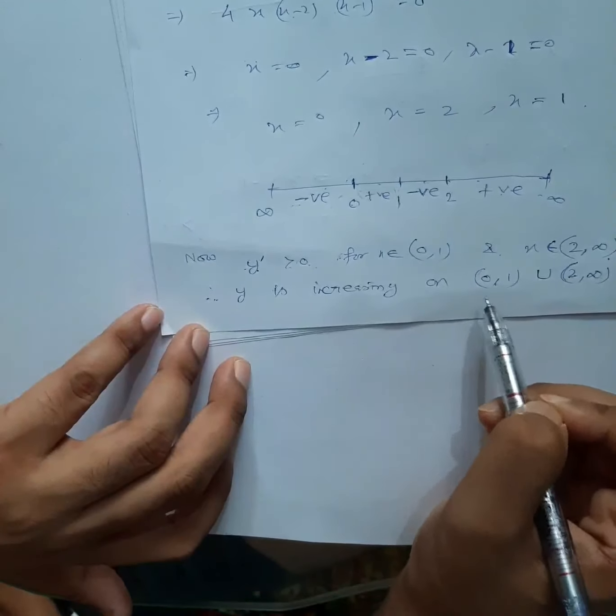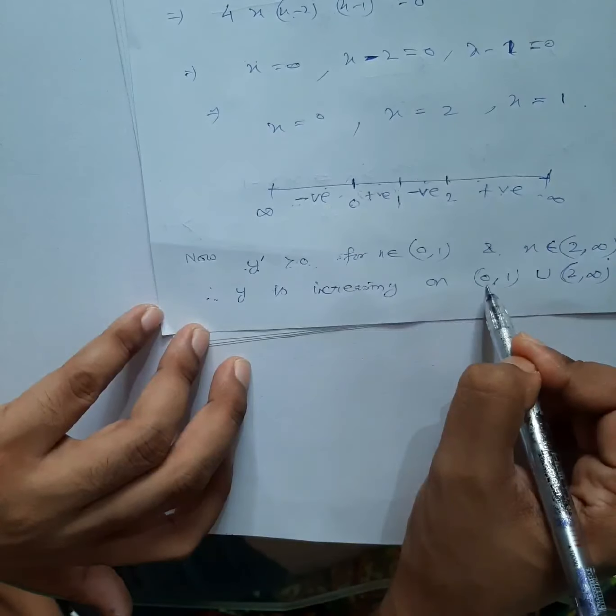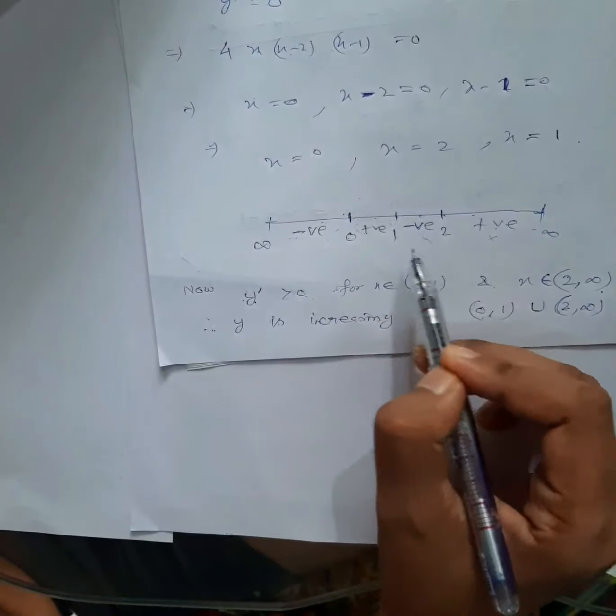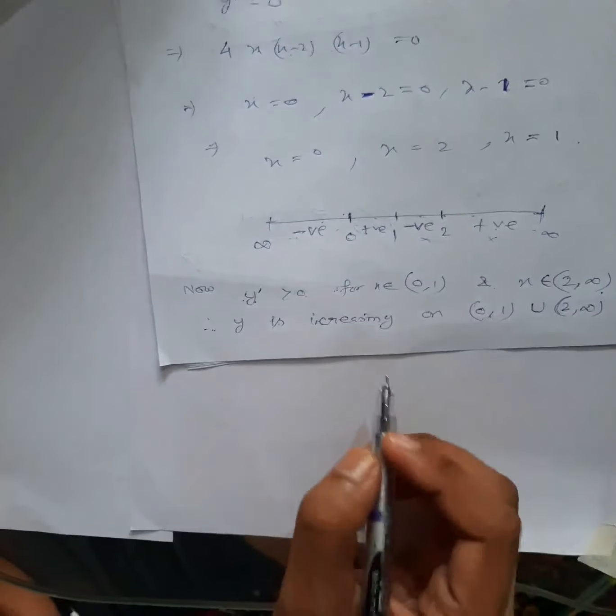And I have to find out only those values of x for which this function is increasing. Decreasing I don't have to find. So you don't have to write this in your answer. Okay, y is increasing on this. That's it.